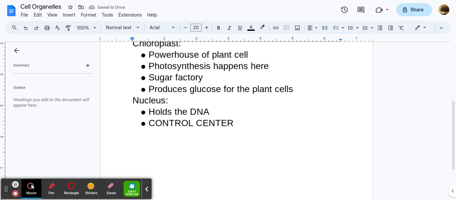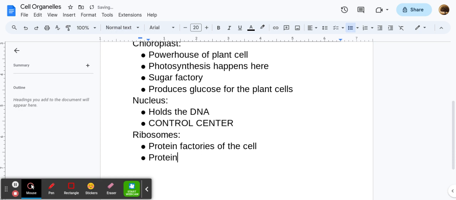Next up are ribosomes. Ribosomes play a key role in what you will learn later as DNA replication and protein synthesis. They are the protein factories of the cell. And in nutrition, protein equals energy. Protein provides us with energy. Sardines, meat, chicken, turkey, sausages, all those provide protein for us.